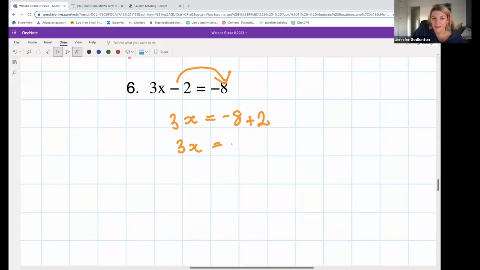That 3x is... 8 plus 2, it's gonna be -6. Good. Excellent. Good, good, good. Okay, what am I going to do in this last step? You divide both sides by 3. Excellent.